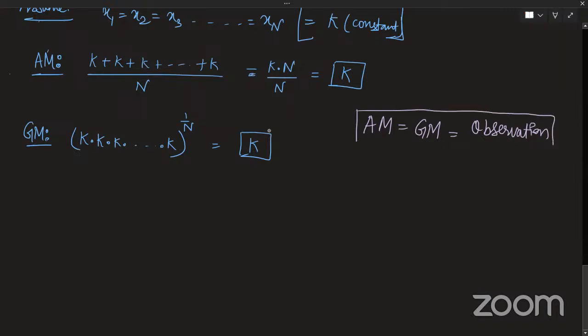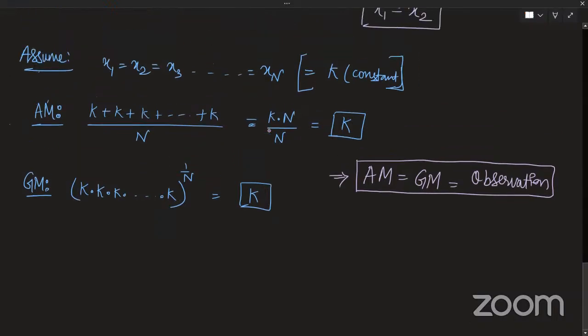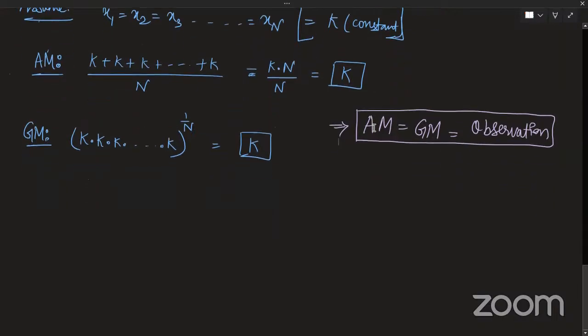Fine, everyone? Got it, everyone? If all of my observations have the same value, my arithmetic mean will be equal to my geometric mean, and that will have the same value as my observations. Right? Got it, everyone? Any doubt? No doubt.